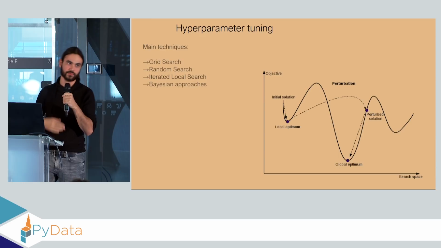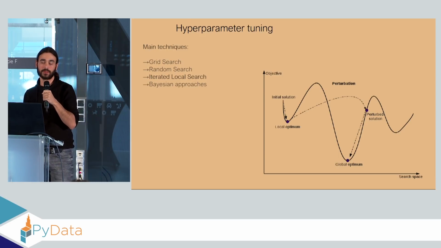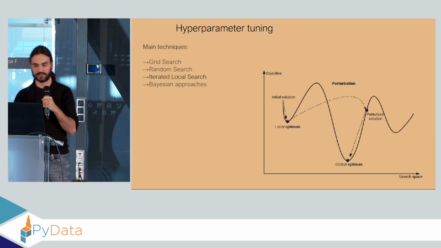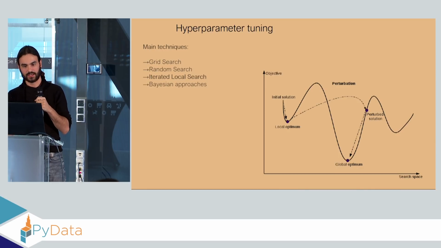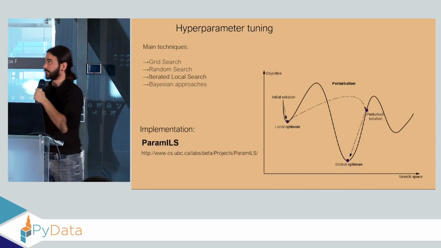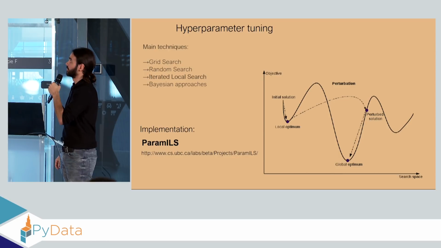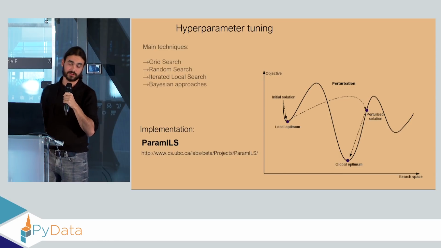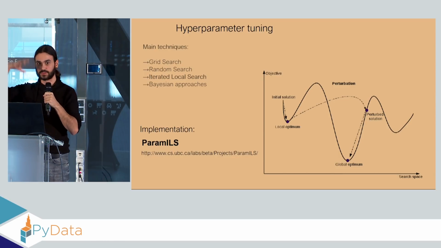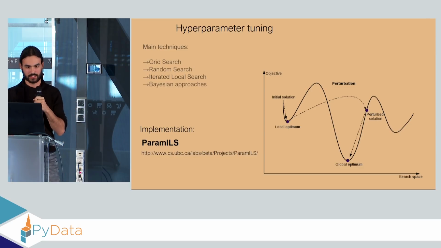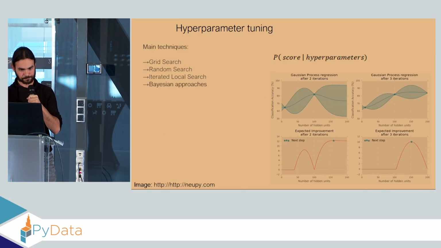So we have some proofs that it can give you the global optimum, and it can be really, really fast, and that's something that is still really used. I can recommend one implementation, which is ParamILS. It's in Ruby, not in Python, but it doesn't matter because it's just a wrapper on top of your program. So you can test it by yourself.